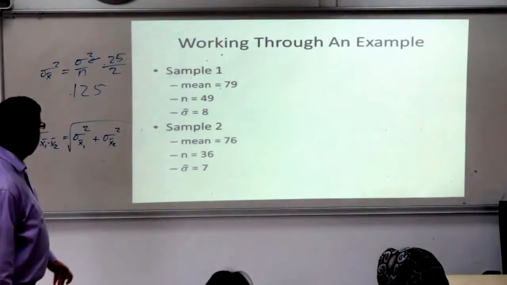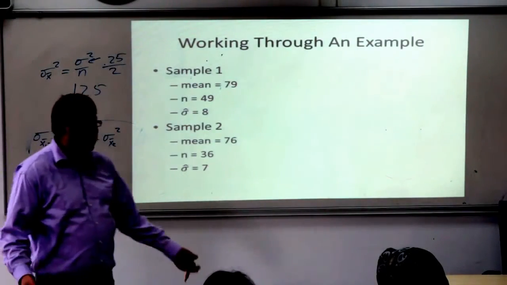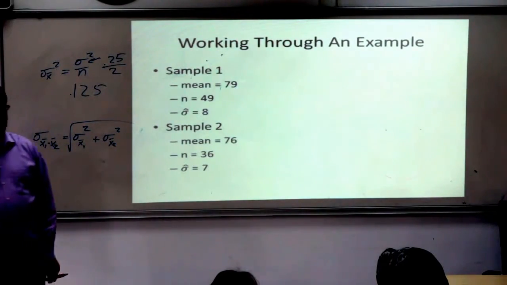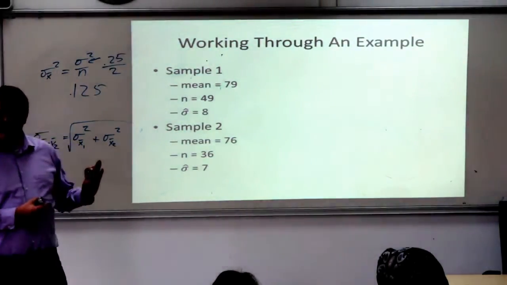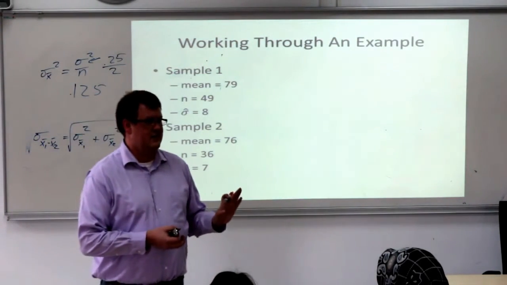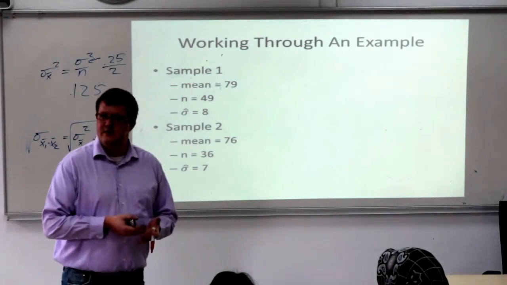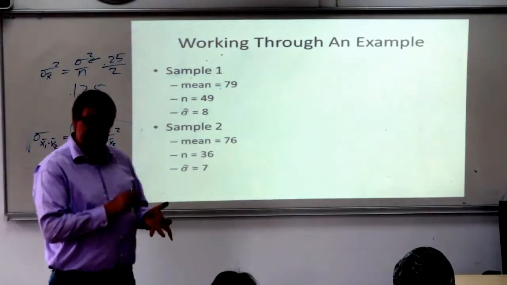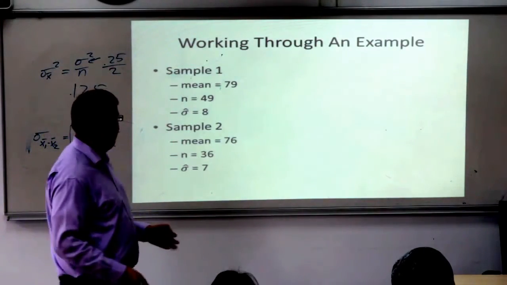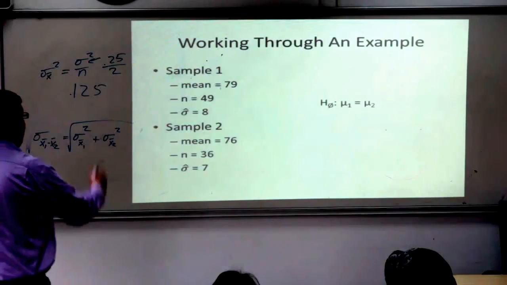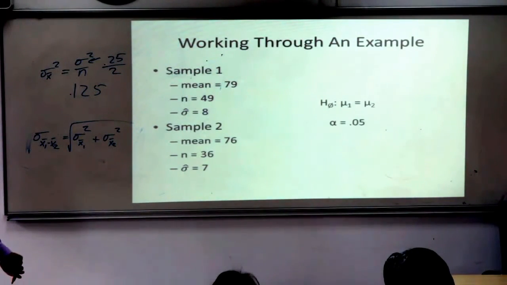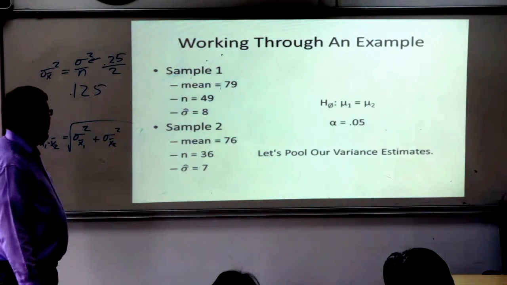Sample 1 has a standard deviation of 8. Sample 2 has a mean of 76 and an n of 36 and an unbiased standard deviation of 7. We have all the information that we need to calculate a t-test, because now we know how to pool variances and how to create a standard error of the difference between the means. Say the null hypothesis is that mean 1 equals mean 2. Alpha is going to be 0.5. All right, so let's get started.